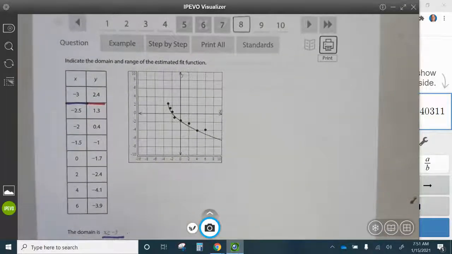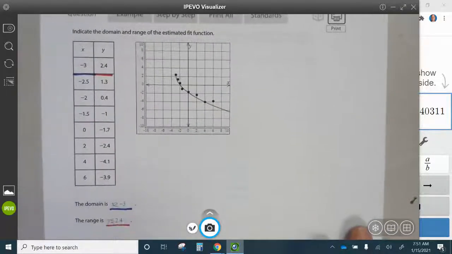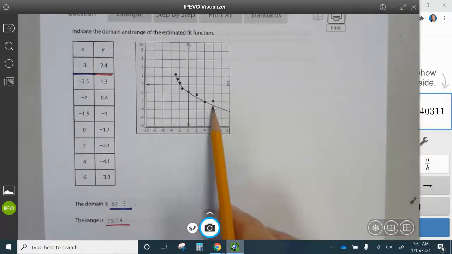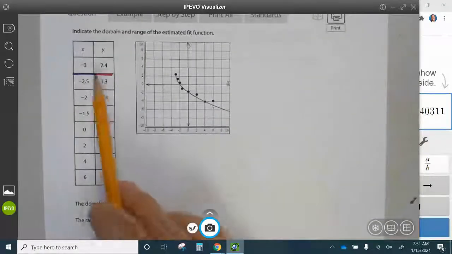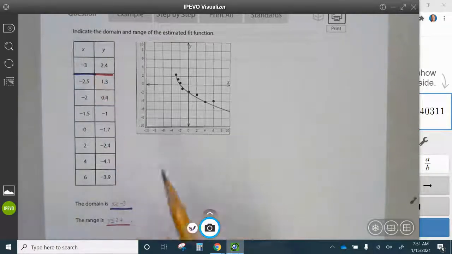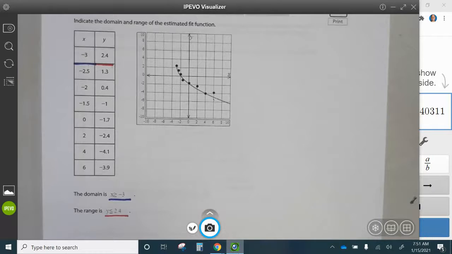Indicate the domain and range of the estimated fit function. Again, now this one's different in that the range is still greater than or equal to 0, that's the same, but now the graph is going down, so the range is y less than or equal to. But the domain value is the x value of the vertex, and the range value is the y value of the vertex. So the domain is x greater than or equal to -3, and the range is y less than or equal to 2.4.